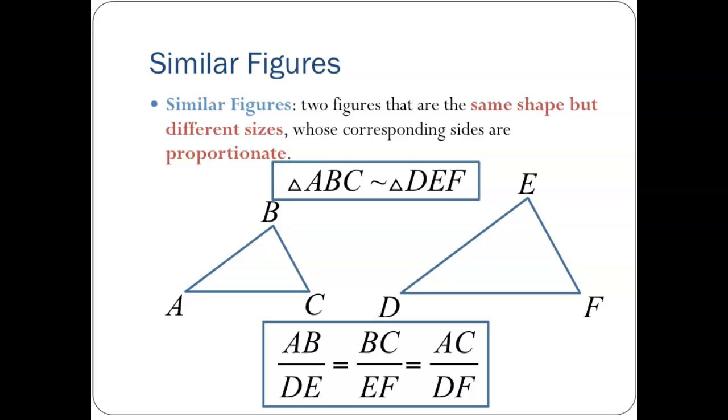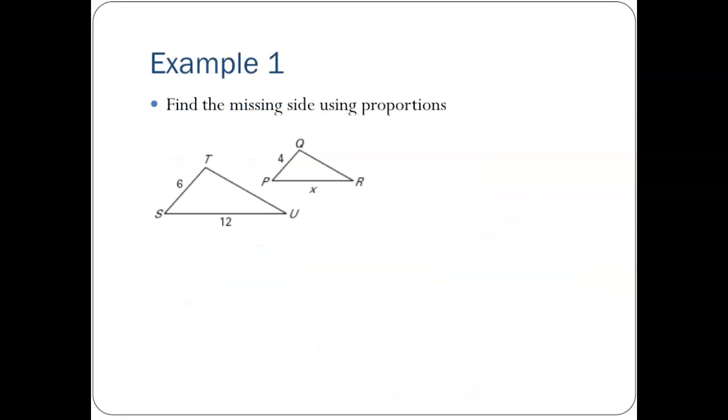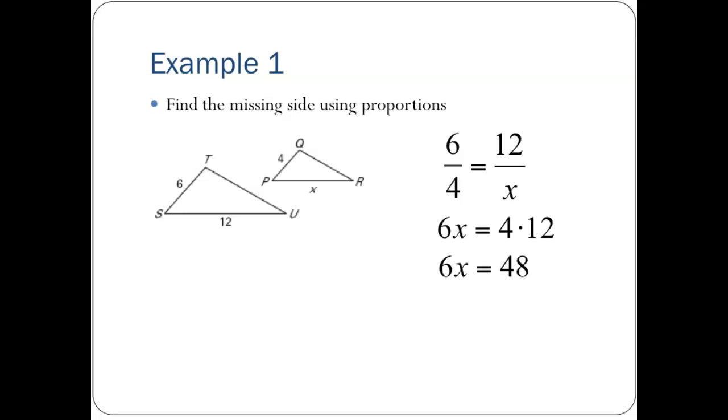All right, take a look at example 1. Find the missing side using proportions. So we see here we have two similar figures, and we're trying to solve for x. Now if these are similar, then we know that we can write a proportion. So we can say that 6 divided by 4 is going to be the same as 12 divided by x. And now all we need to do is cross multiply. So 6 times x is equal to 4 times 12. So 6x equals 48. Divide both sides by 6 and we get x is equal to 8.